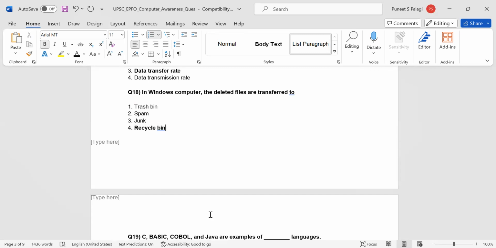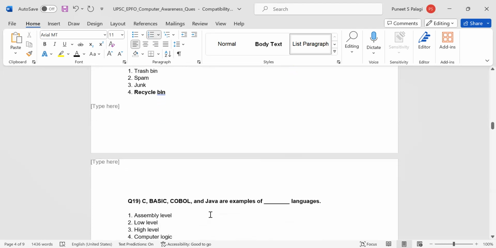So whenever you delete a file, it will be still in the computer if you want to restore it again. So for that purpose, it will be still in the computer. So it will be in the recycle bin. Once you clear the recycle bin, then it will be permanently deleted. So when you delete a file from the computer, they first go to the recycle bin. You can directly delete a file permanently, but if you don't want to delete it permanently, it will be in the recycle bin.